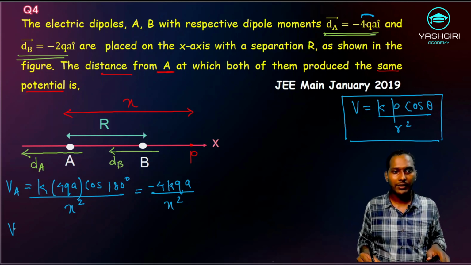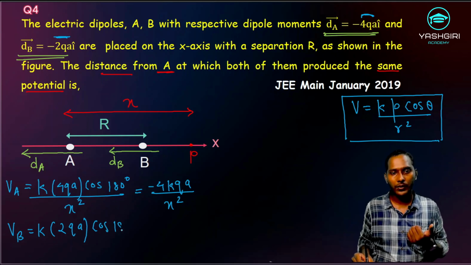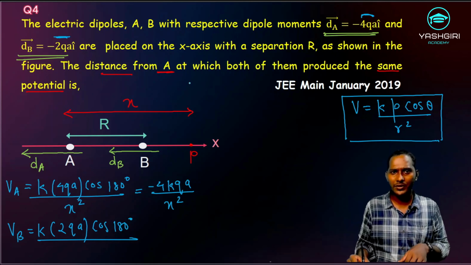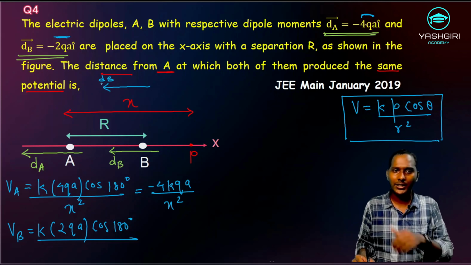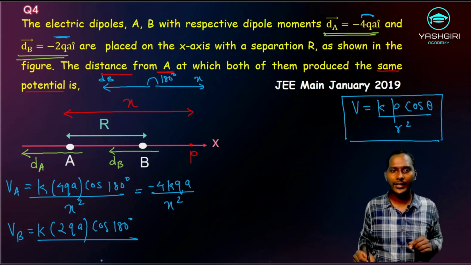In the same way, students, the electric potential at a point P due to dipole B will be k times the magnitude of the electric dipole moment, which is 2qa here, and once again cos of 180 degrees, divided by... why that 180 degrees is very simple. If you see the electric dipole moment here, its dB is pointing towards the negative x-axis, and the position vector that we have chosen, x, is towards the positive x, so the angle here is 180 degrees. That is how we are getting it.